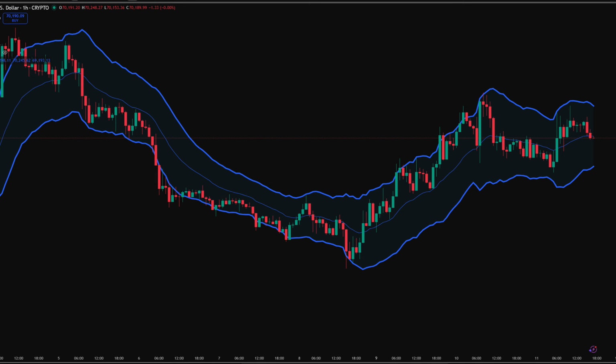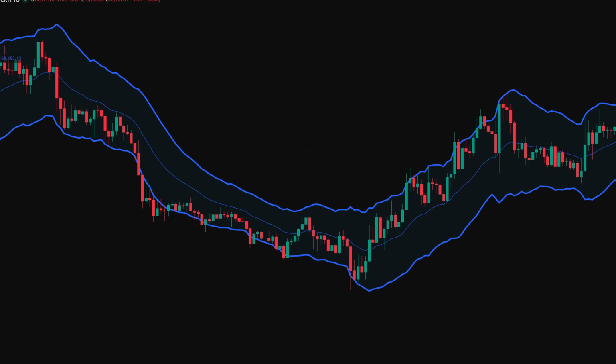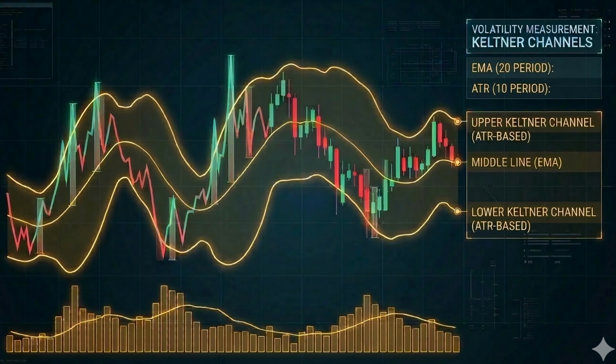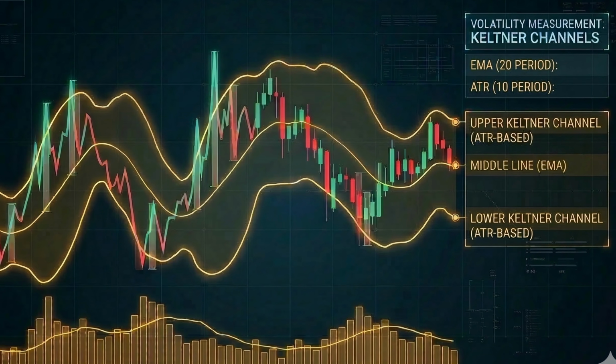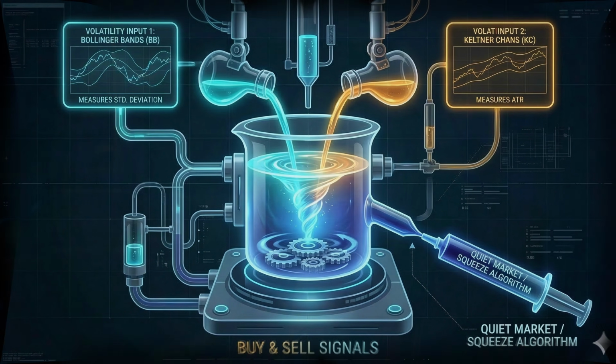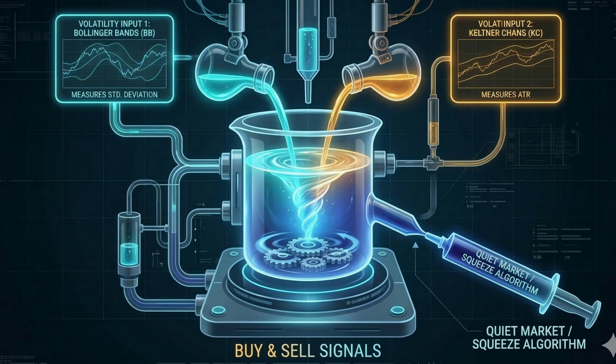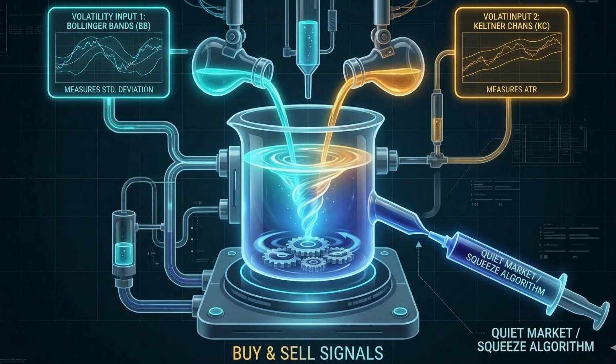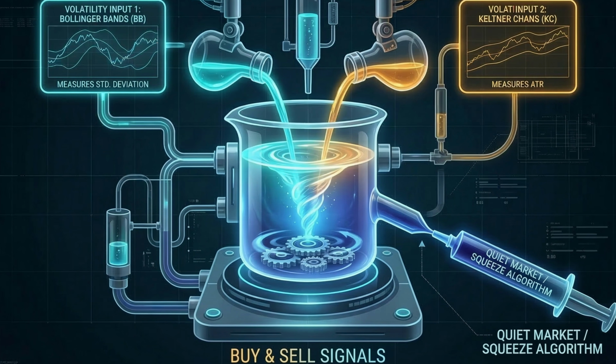The second tool used is the Keltner channel, which also measures volatility but does it using the average trading range of the price movements instead of standard deviation. Because it measures volatility differently, it creates a useful comparison with Bollinger Bands. The key idea behind this indicator is comparing two volatility tools. By watching how the Bollinger Bands behave relative to the Keltner channel, traders can identify when the market is compressing and preparing for a breakout move.